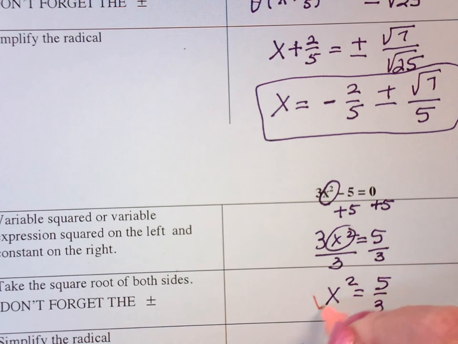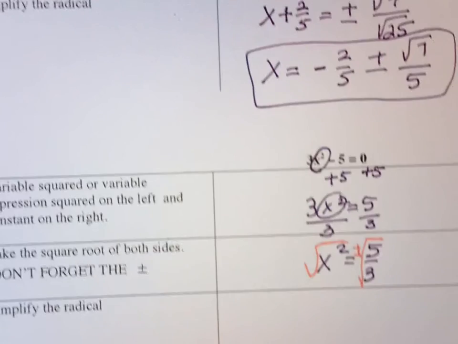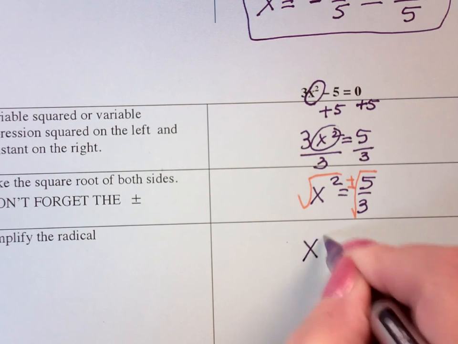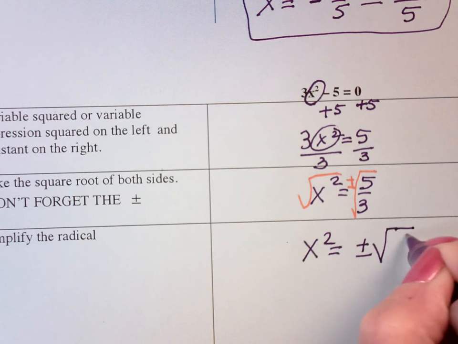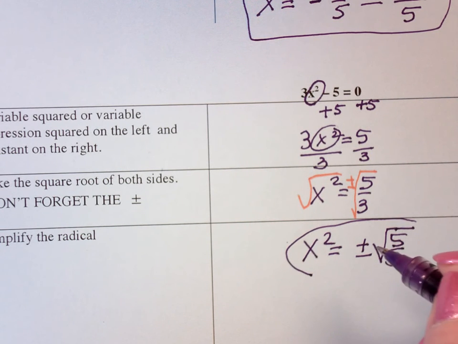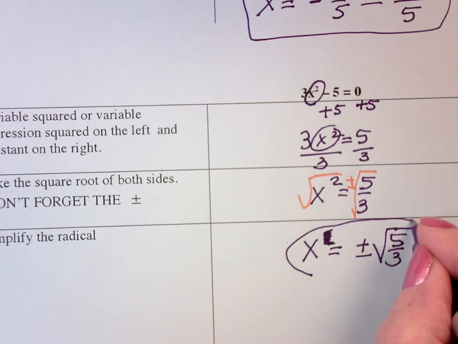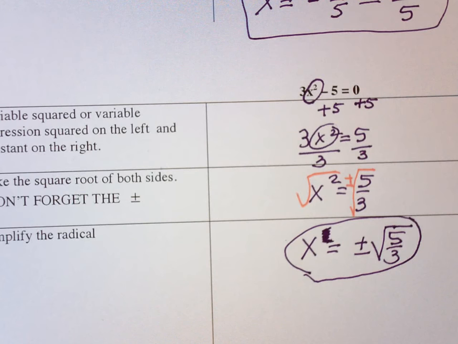Then I take the square root of both sides. Don't forget the plus or minus. So that x equals plus or minus the square root of 5/3. There's nothing wrong with the square root of 5/3. We can get that to a decimal approximation of 9 places.